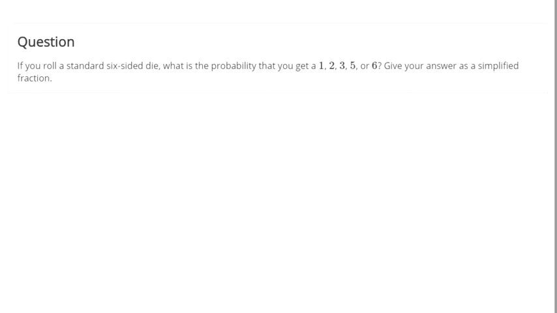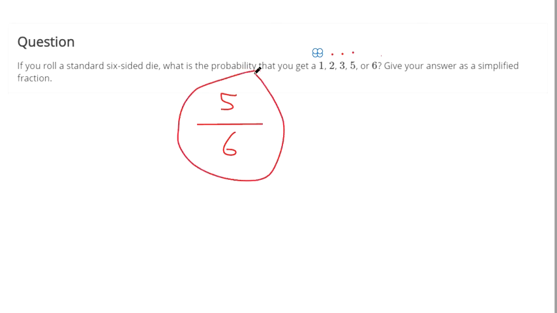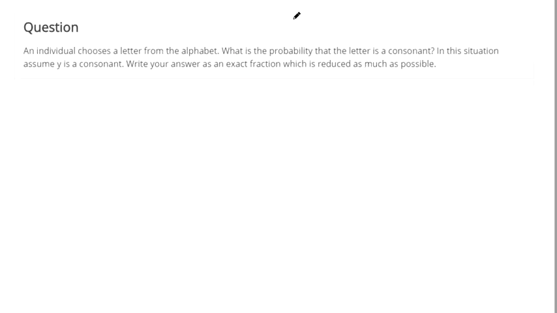So remember, a probability is the number you're interested in divided by the total number of possibilities. So what's the probability if you roll a standard 6-sided die? What's the probability you get a 1, a 2, a 3, a 5, or 6? There's 1, 2, 3, 4, 5 events we're interested in. And if it's a regular 6-sided die, then there should be 6 total possible events. So that's our probability.